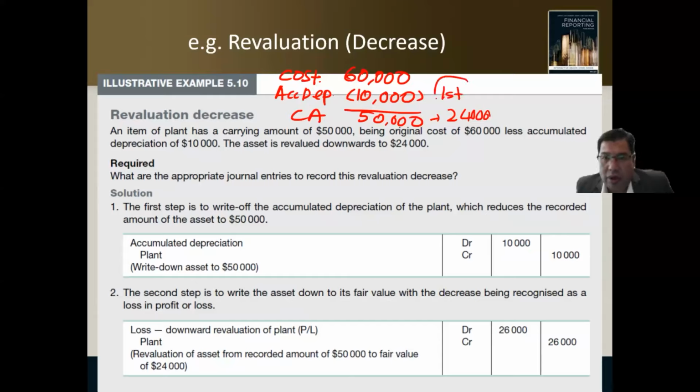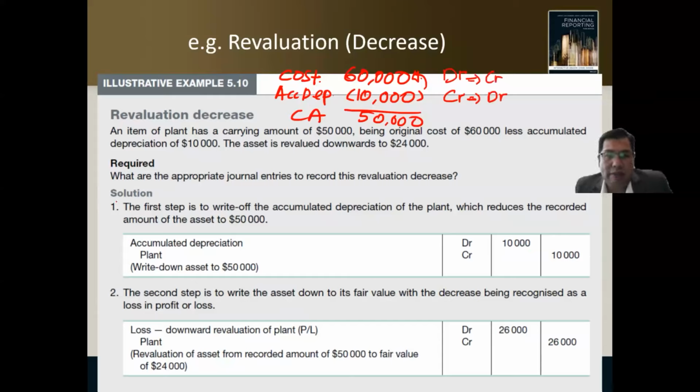First step, we're going to close our accumulated depreciation account. I'm going to offset with the cost account, so I want the asset to be at a cost of 50,000. So I'm going to credit this cost account and debit accumulated depreciation. Accumulated depreciation is credit, so to close this account I'm going to debit it and offset by crediting the cost account.